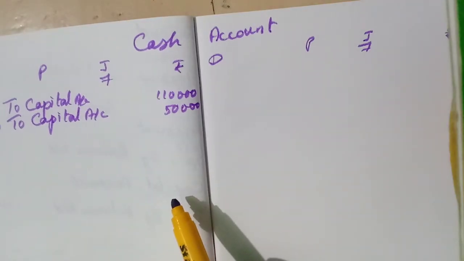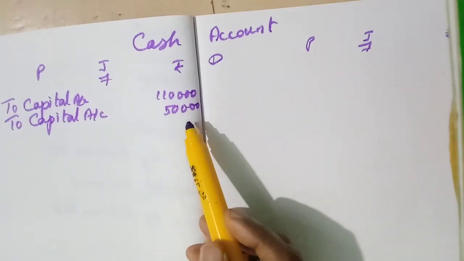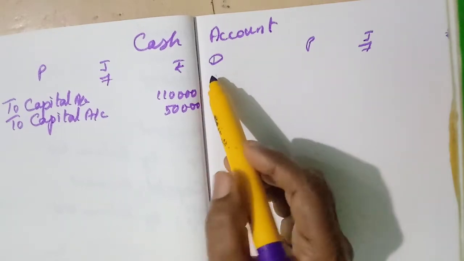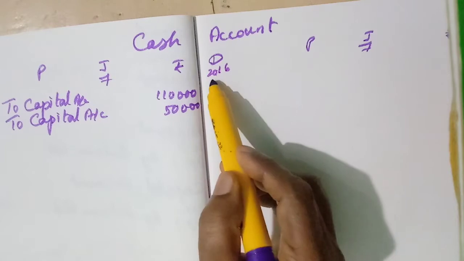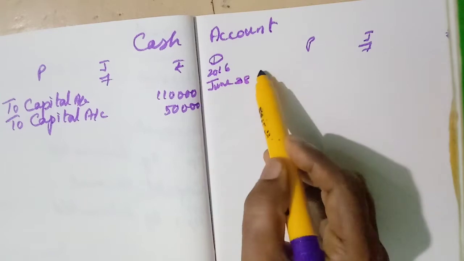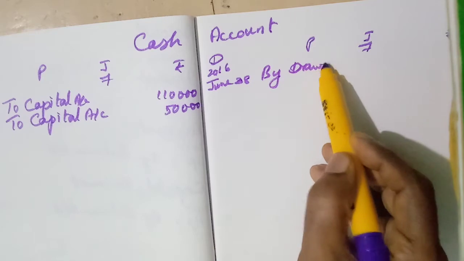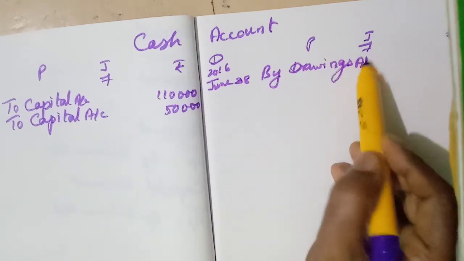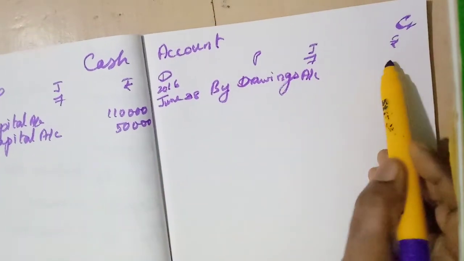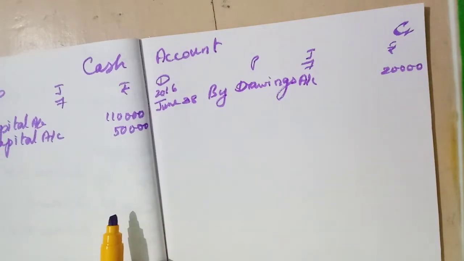The next one, withdrawn for personal use. Drawings account debtor to cash. So cash is credited. So credit side we have to write, isn't it? So start with the date. 2016 June 28, by drawings account. What we have written in the debit is drawings. Okay, drawings account. Amount is 20,000. So we have posted 3 entries.